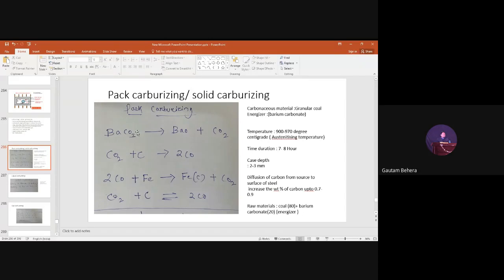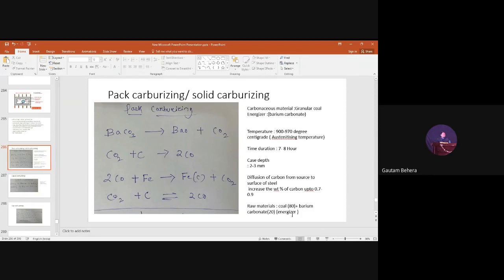So you can see the first reaction. Barium carbonate, because the temperature is very high, and this is a carbonate. So carbonate will undergo calcination, obviously, or it will undergo decomposition into oxide and carbon dioxide. So barium carbonate at high temperature will decompose into barium oxide and carbon dioxide. Now we have a carbon dioxide gas and we have solid carbon, coal, right?